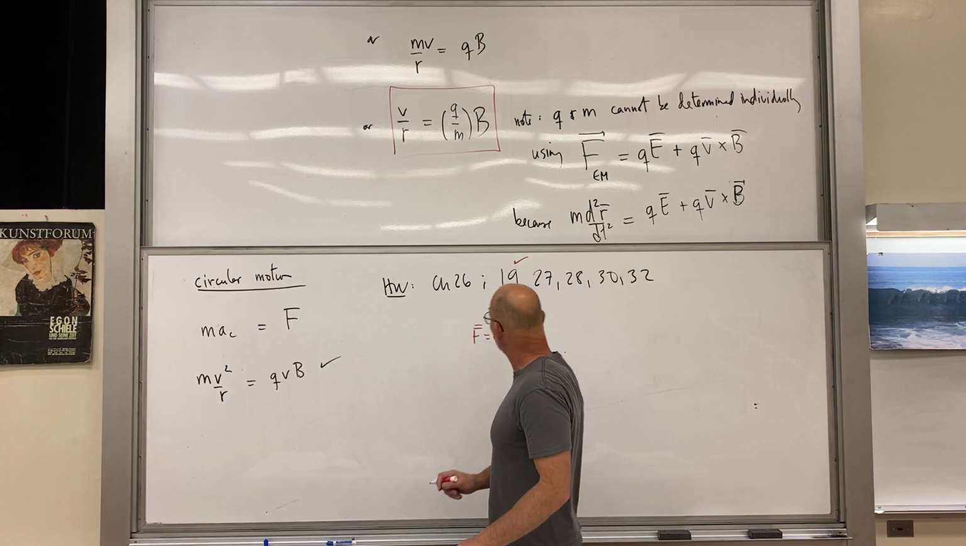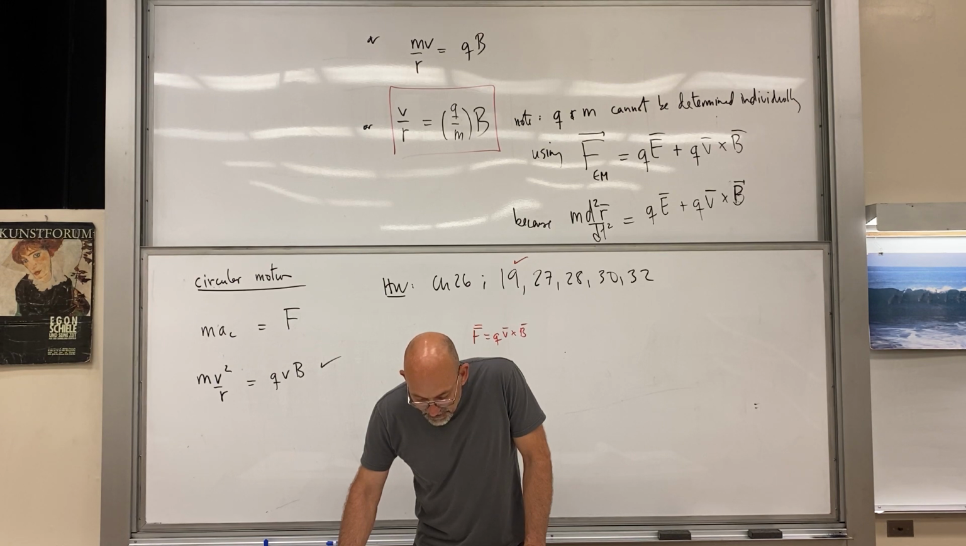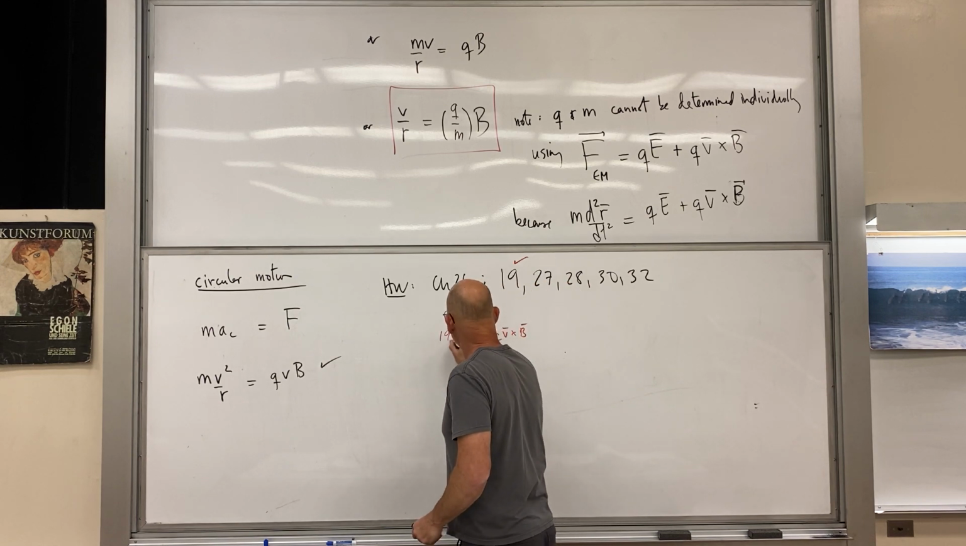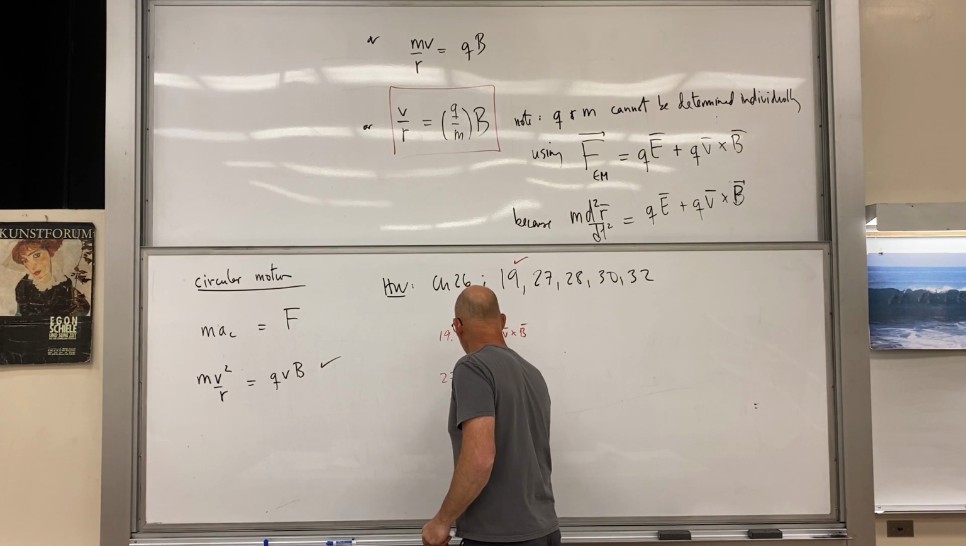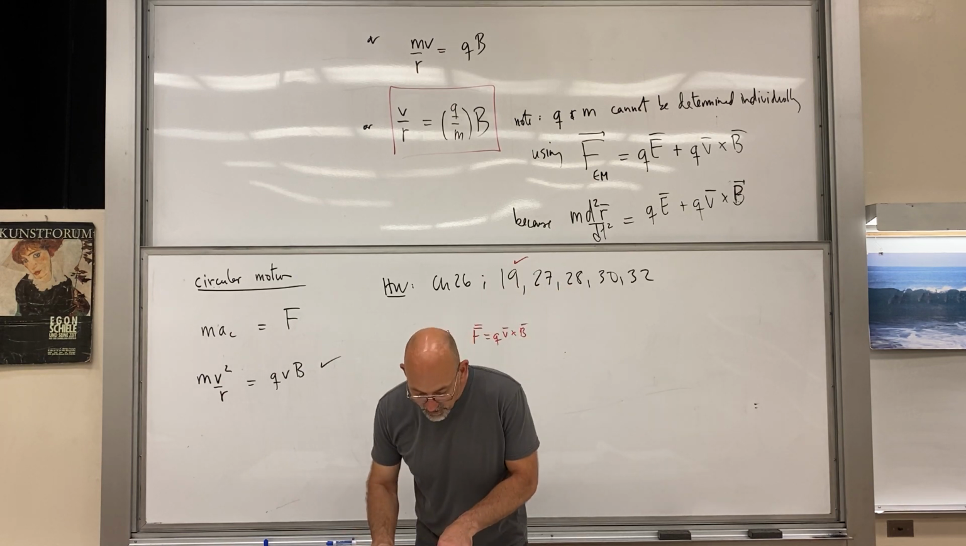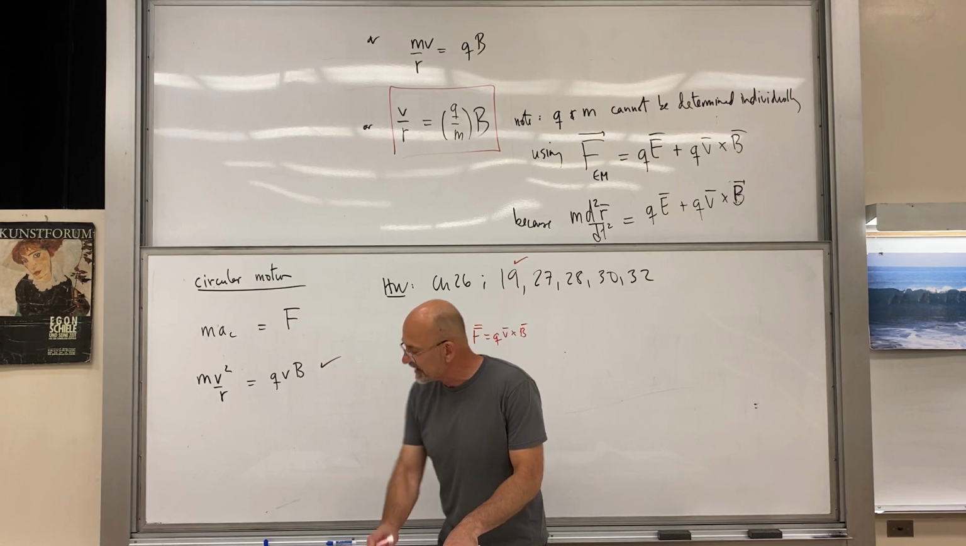So for problem 27, proton, 65 centimeter radius. Well, of course, you've got to convert to meters. Giving you a certain number of Teslas for the B field. And you want the orbital period and the speed, and the kinetic energy. So for problem 27, aside from converting to meters, what do we want here? The orbital period, the speed, the kinetic energy.